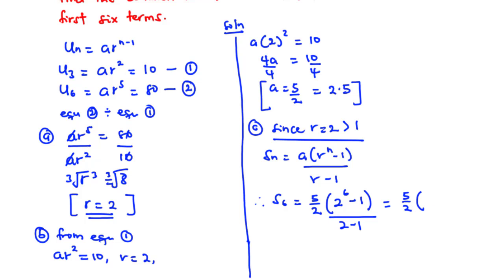Now 2 exponent 6 gives 64. So we have 64 minus 1 divided by 1, and this is the same as 5 over 2 times 63. 5 times 63 is 315, and then divided by 2. Therefore, the sum of the first 6 terms of this exponential sequence is 315 divided by 2.